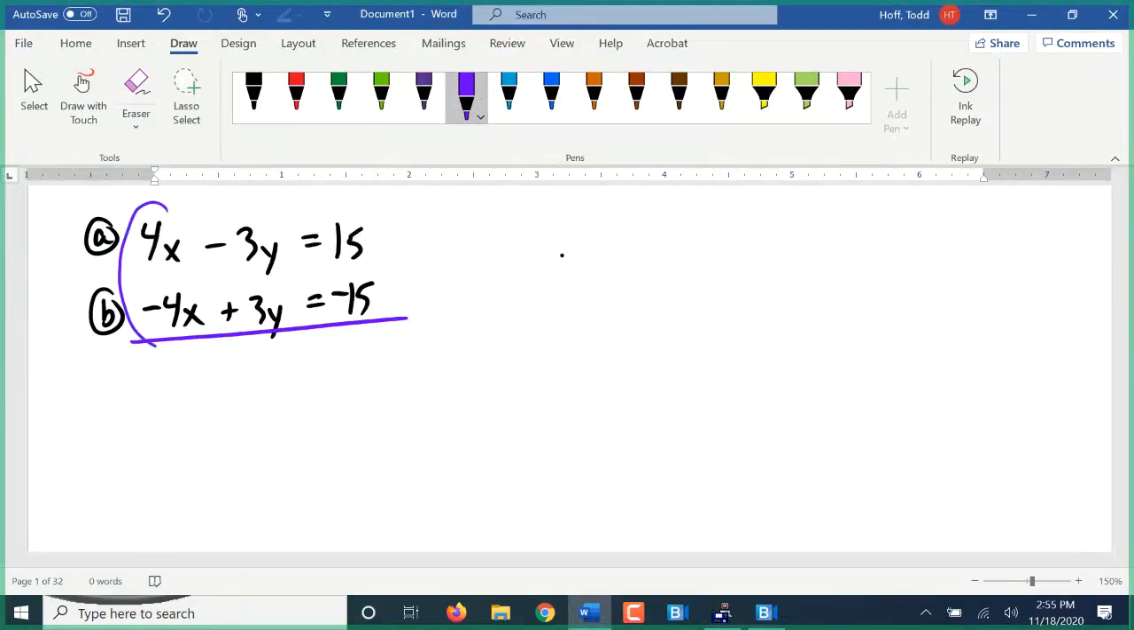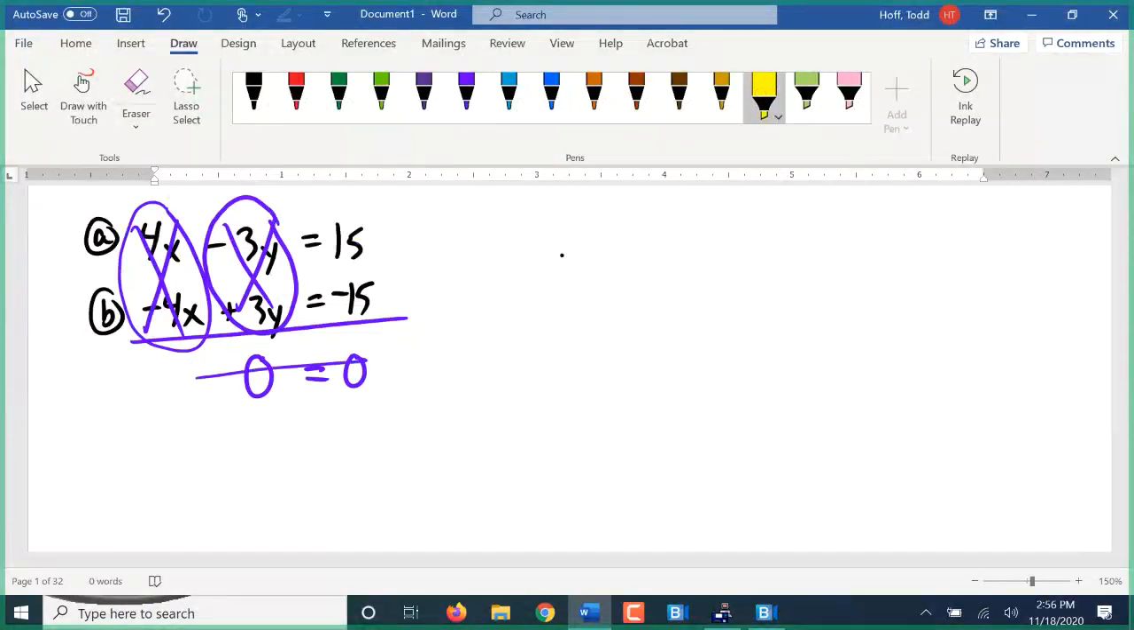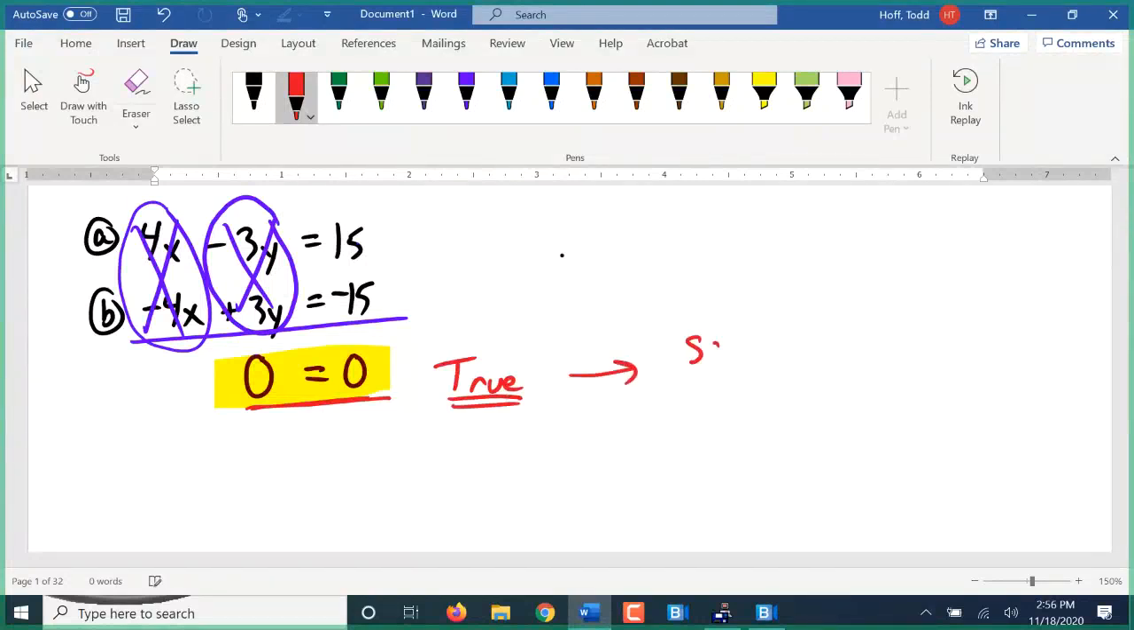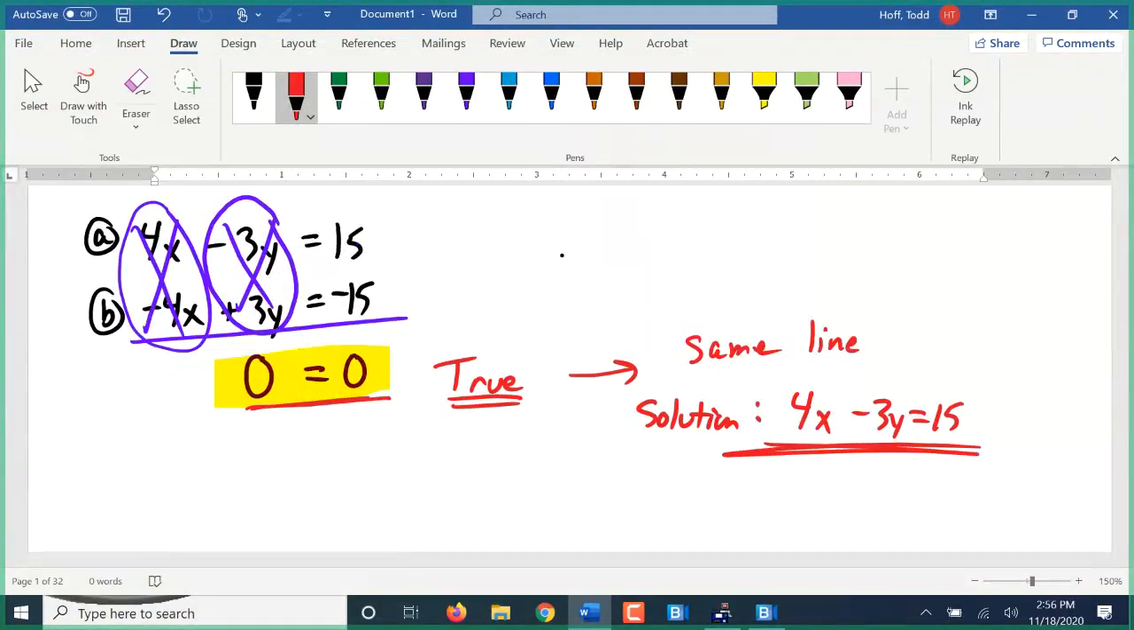And it starts out looking pretty promising. 4x plus negative 4x is 0x. That disappears. However, we get to the y's, negative 3y and positive 3y adds up to 0y. The y disappears also. That means on the left side, what we have is 0. On the right side, 15 plus negative 15 is also 0. This works exactly the same as it did with our substitution examples we just did. This is true. 0 does equal 0, which means those two equations are the same line. So our solution, there's infinitely many solutions. Our solution is just to write down one of the equations: 4x minus 3y equals 15. Any solution to that equation is a solution to the other equation because they're the same line.